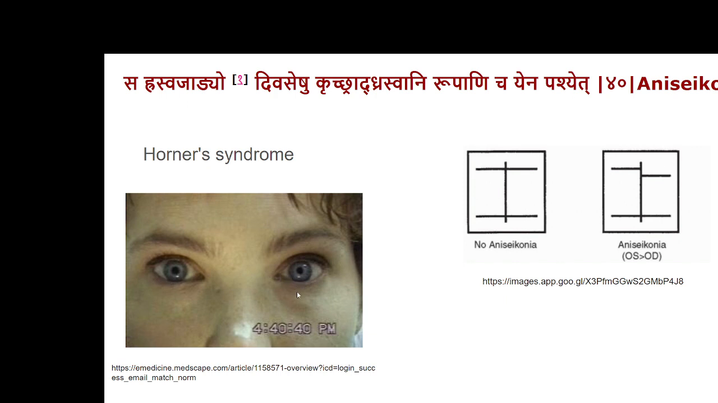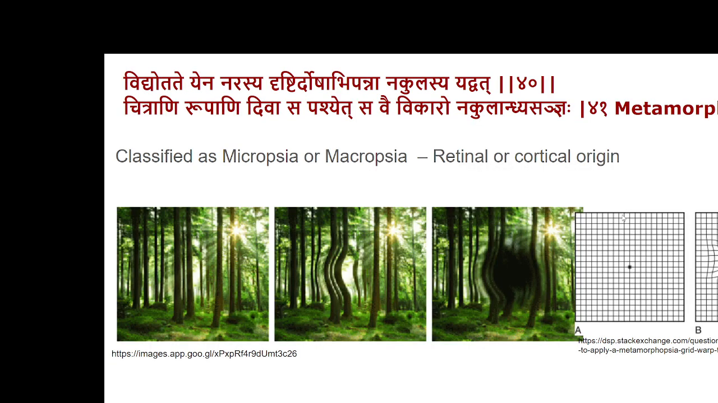And the causes are many. Of course, Horner syndrome, we have to a certain extent referred to in the neurology classes, in more detail. Causes could be many. Because of that, the patient would have a situation where, when he looks with both eyes, there could be a reduction in the size. So the same image, in one eye he may be seeing it like this, in the other eye he may see it differently, which results in a blurring of the vision.